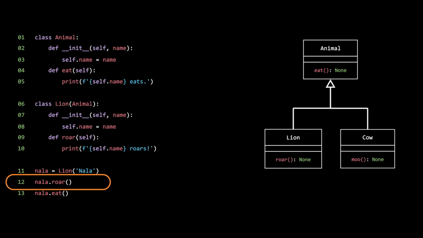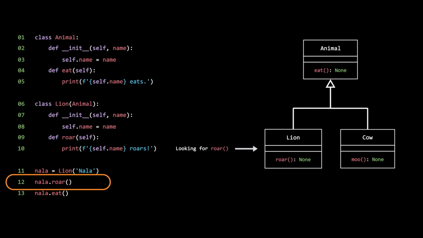So you can see now we're on line 12 and we're trying to call the roar function. Well, nala actually is a lion, so it's on the direct class that instantiated nala in the first place. If I want to figure out how to run roar, I just start looking at lion and I find it right away. There's the roar function. So we just execute it directly. It's on the lion class.